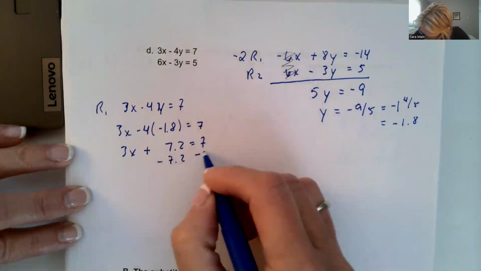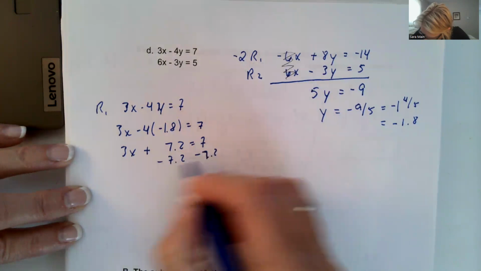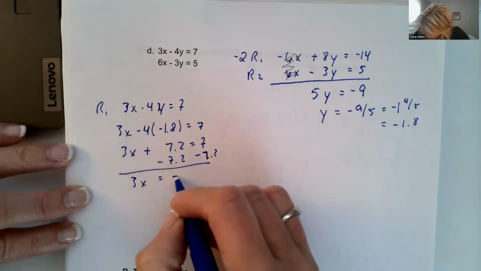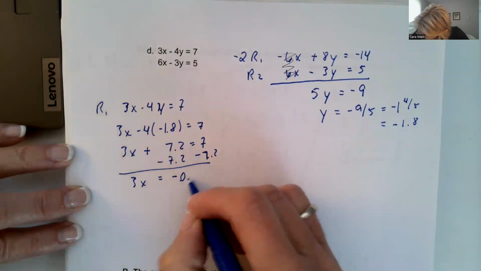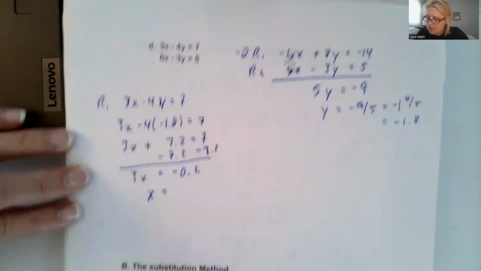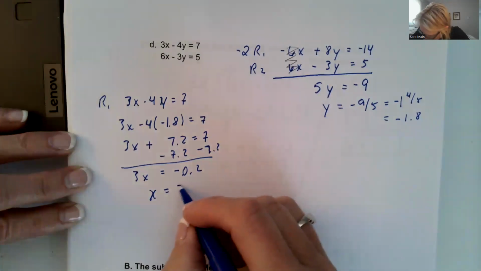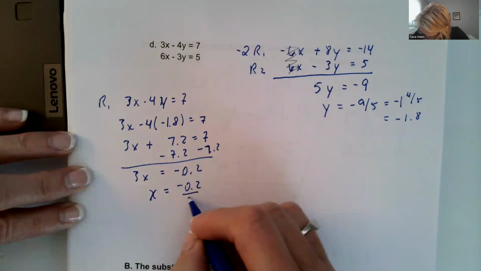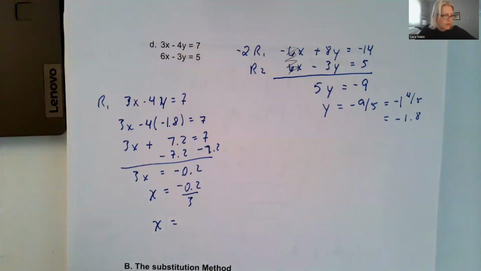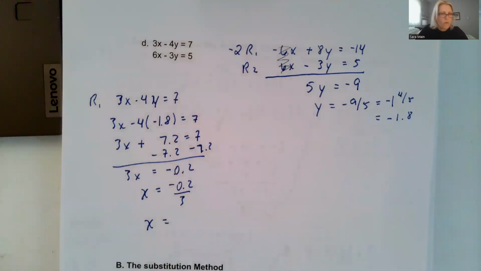If I subtract 7.2 from both sides, we have 3x equals a negative 0.2, and x will be equal to a negative 0.2 divided by 3. And I'm going to go to Desmos to solve this piece, or my calculator.